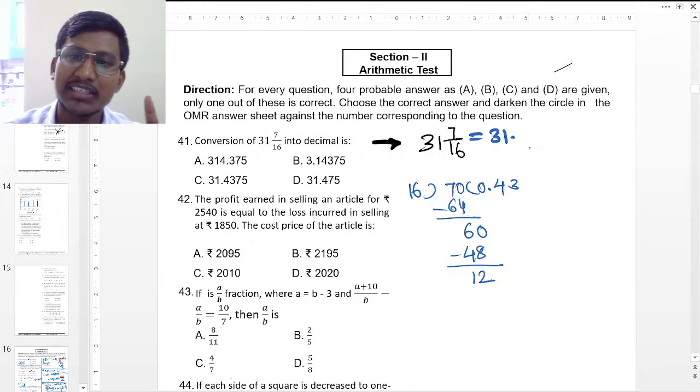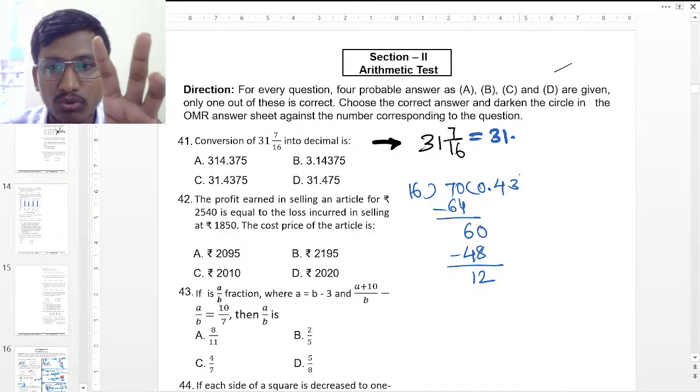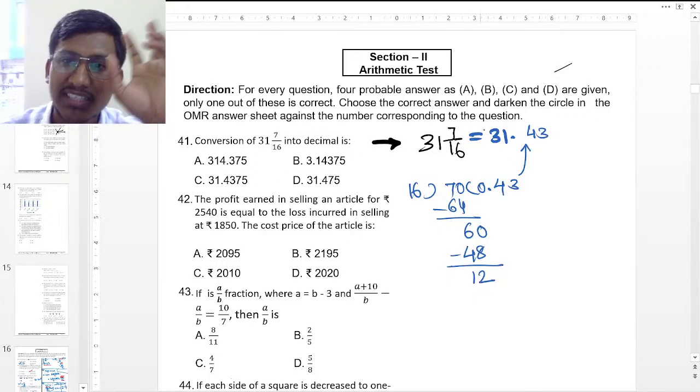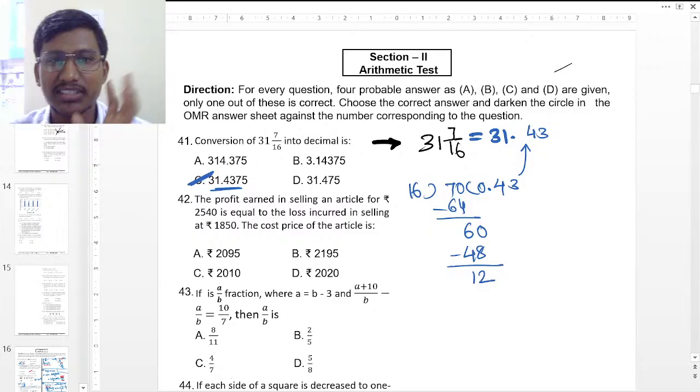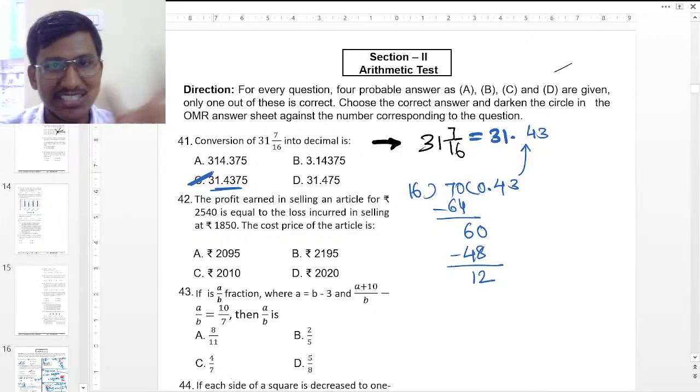So here the answer will be 31.43. If you see in the options, 31.43 is in option C. So that is the answer, option C will be the correct one. So easily you can do it.